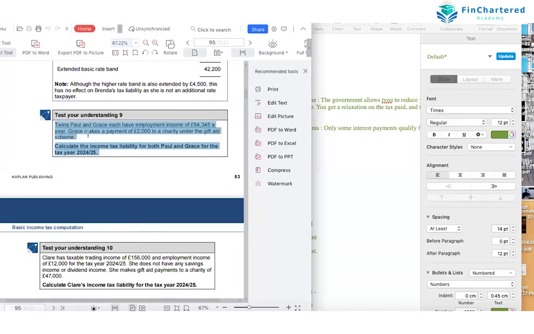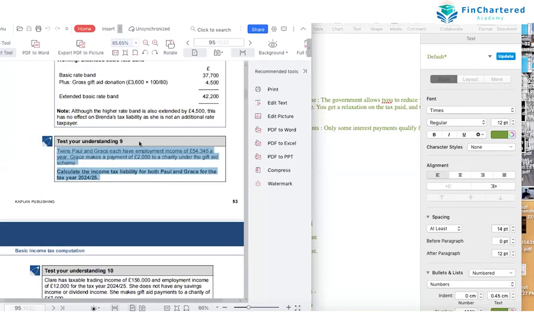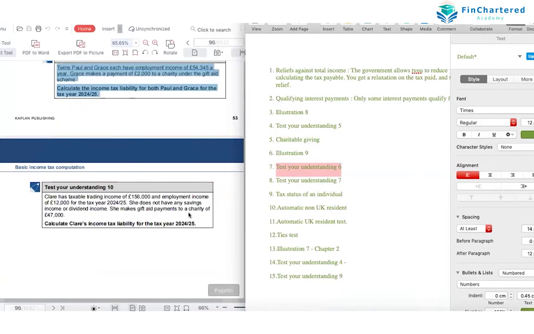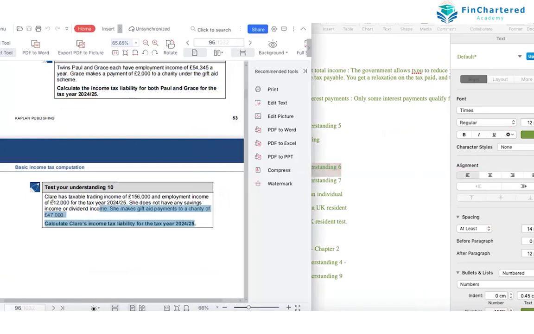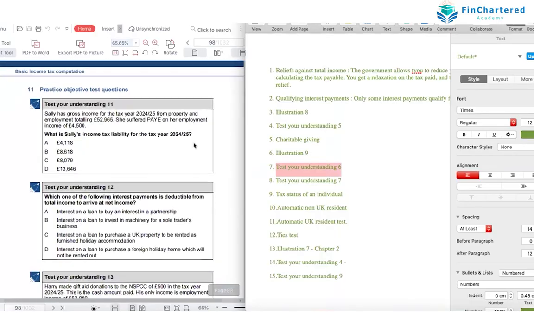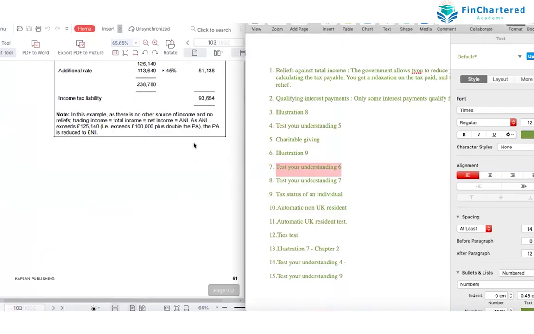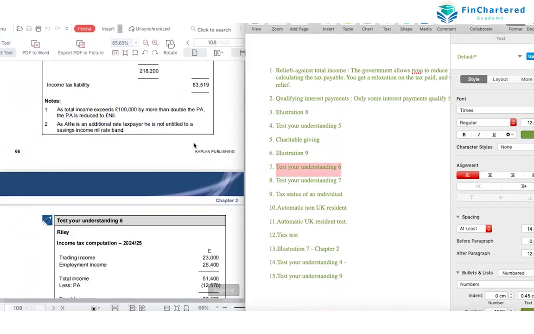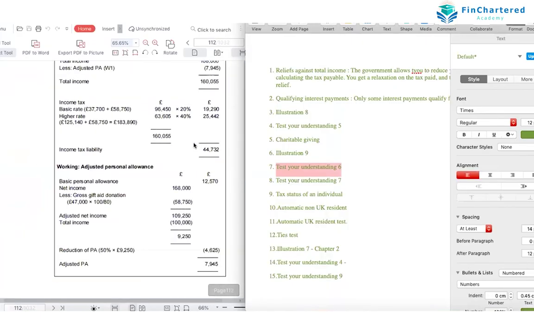This was test your understanding 6 in the previous textbook. Here it has become test your understanding 9. This one, test your understanding 6, was Paul and Grace. And then test your understanding 7 was Claire's example. Just the number has changed. Claire, this is a doubt which Aditya had asked. You remember, Sneha? So there are again no major changes. I'm just going quickly through the new textbook just to show you that there are no major changes. Everything is as comfortable as it was before.